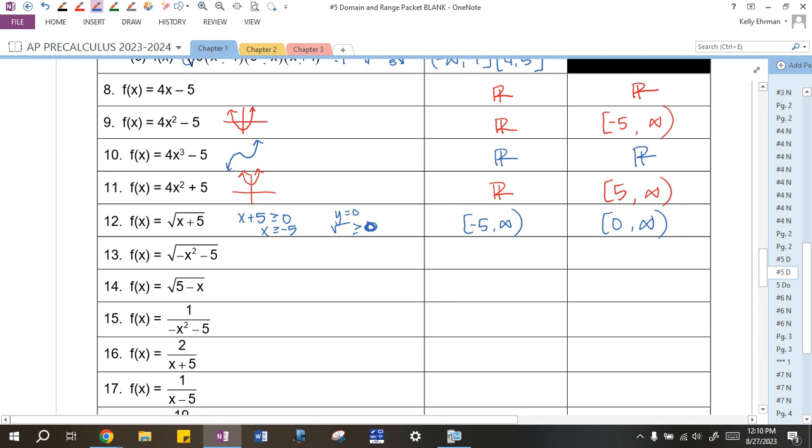What about this? -x squared minus 5. We need -x squared minus 5 to stay greater than or equal to 0. Is that even possible?